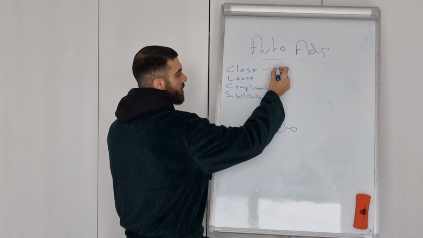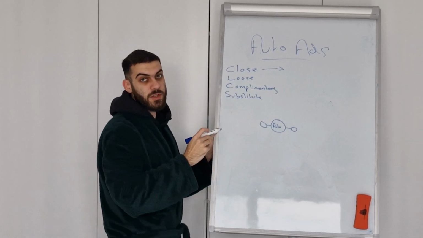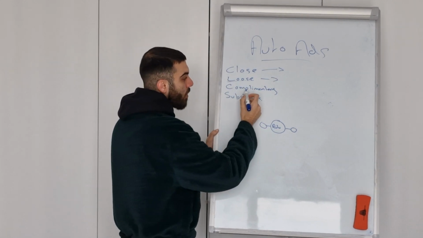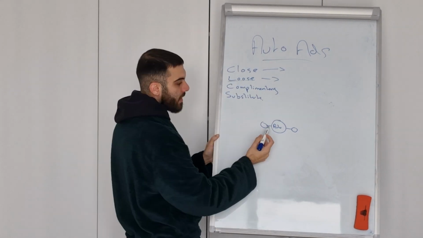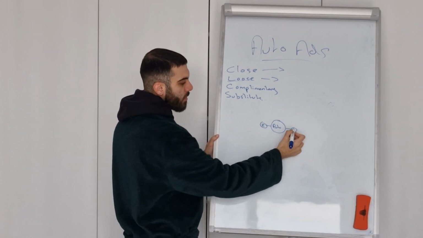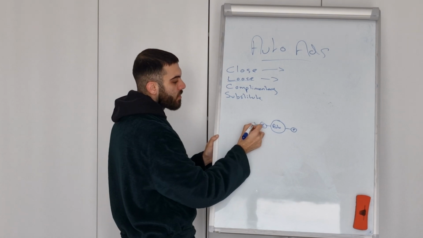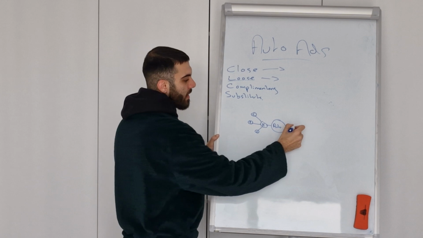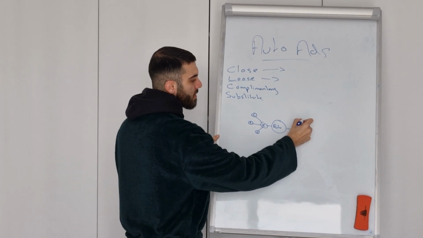I'll have a close match campaign where it's only close match on. Then I'll have a loose match auto campaign where it's only loose match. Then I'll have a complementary campaign and a substitute campaign. Let's say this is my close match campaign. I'm going to have my auto ad, my keywords and my products, and then this auto campaign can focus only on close match targets and only on close match products and keywords.